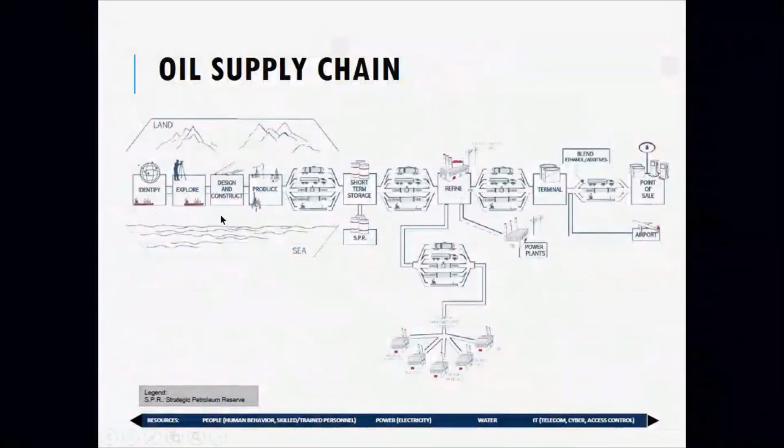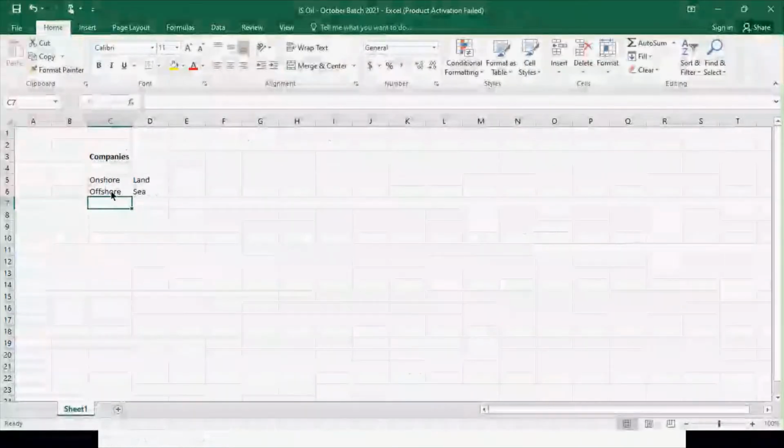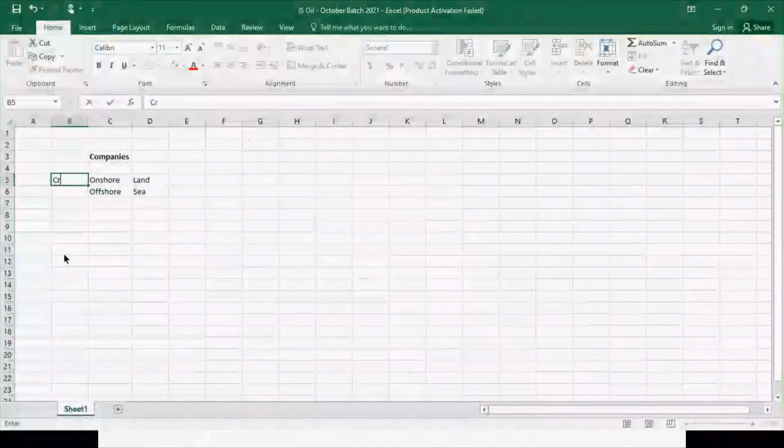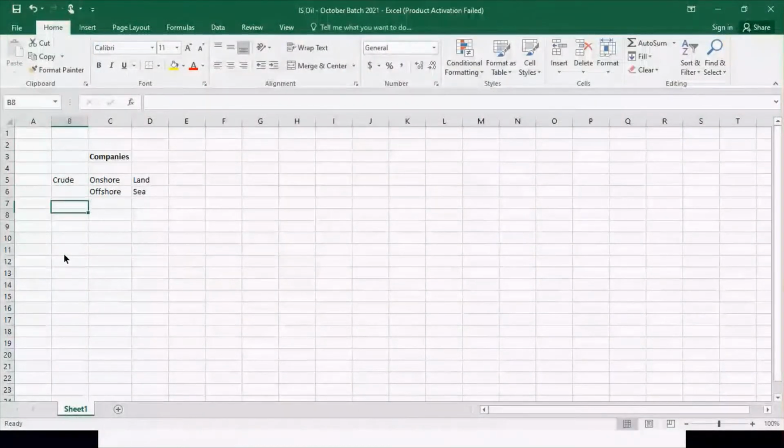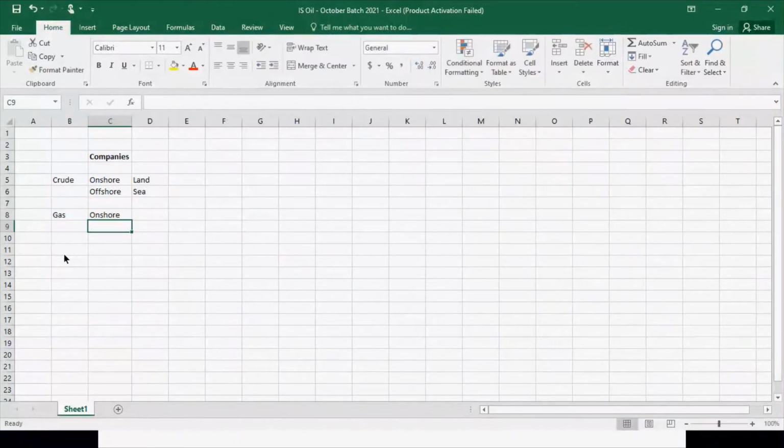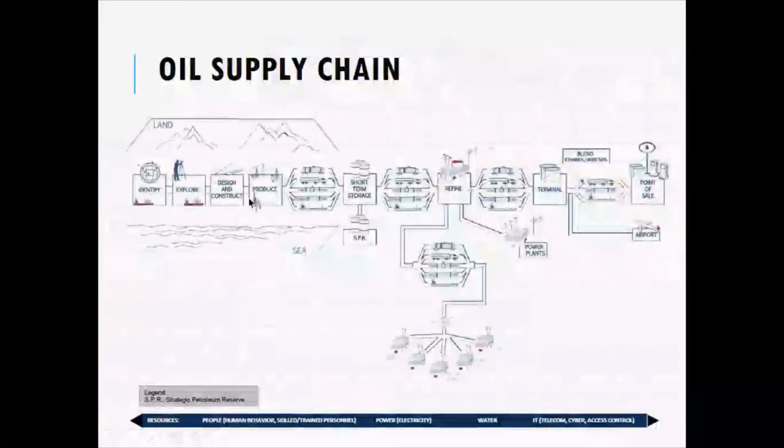Similarly, on the land and sea, it is not only crude. We can have even the gas companies. You're able to see the Excel, right? Yes. So similarly, you can find crude as well as gas. You can have onshore, offshore, correct?